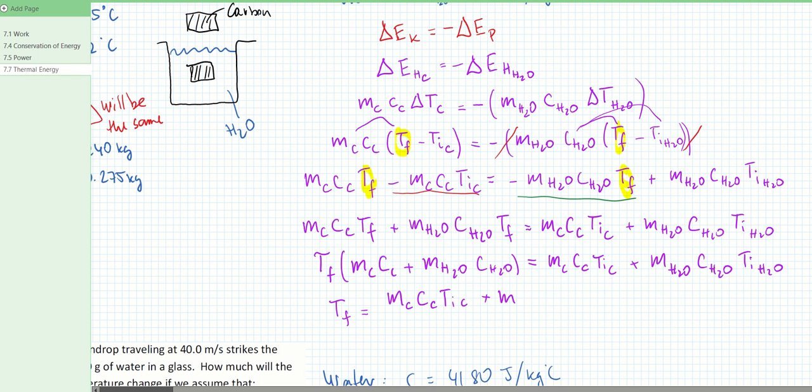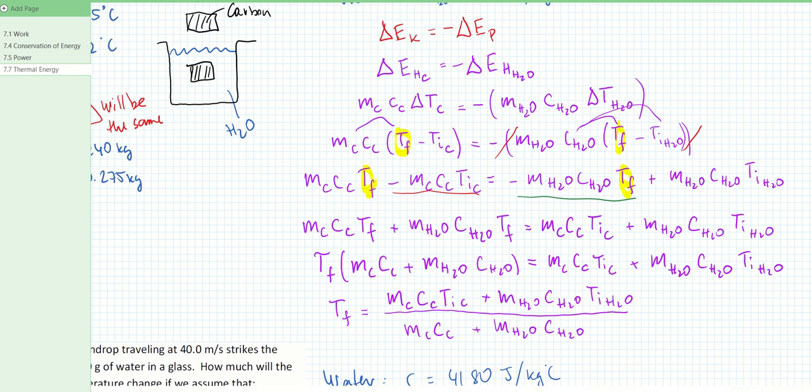So we have the mass of the carbon times the specific heat of carbon times the initial temperature of carbon. Then we have the mass of the water, H2O here, times the specific heat of water times the initial temperature of water, over MC times CC plus MH2O times C subscript H2O. All right, and that's going to be our expression for the final temperature. So we have our equation written down.